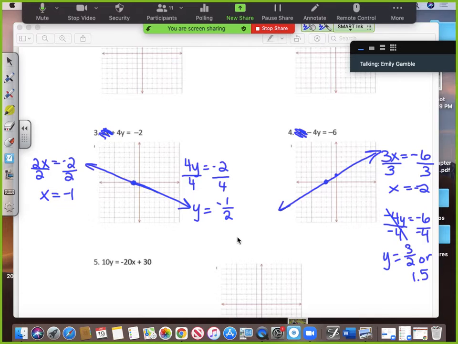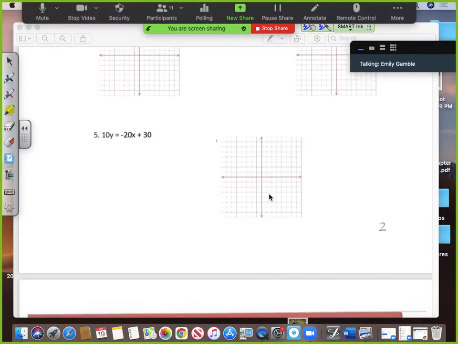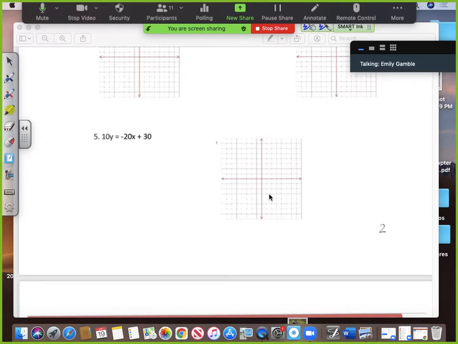And then I didn't realize there was a fifth one. We will go over it just in case you guys did this one on your own. Number 5, 10y equals 20x plus 30. This one wants us to find the x and y intercepts, but this one's equation is going to be a little bit different. To find the x-intercept, we set y to be 0. When we do that, we end up getting this equation, 0 equals negative 20x plus 30.